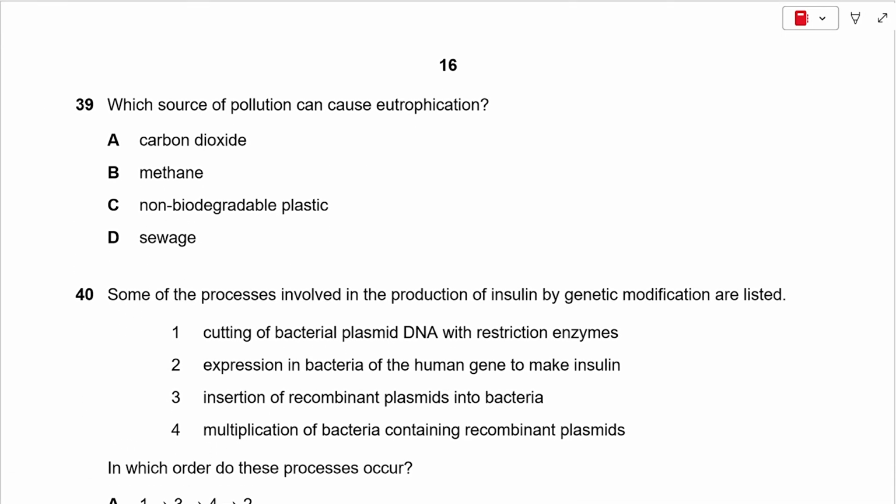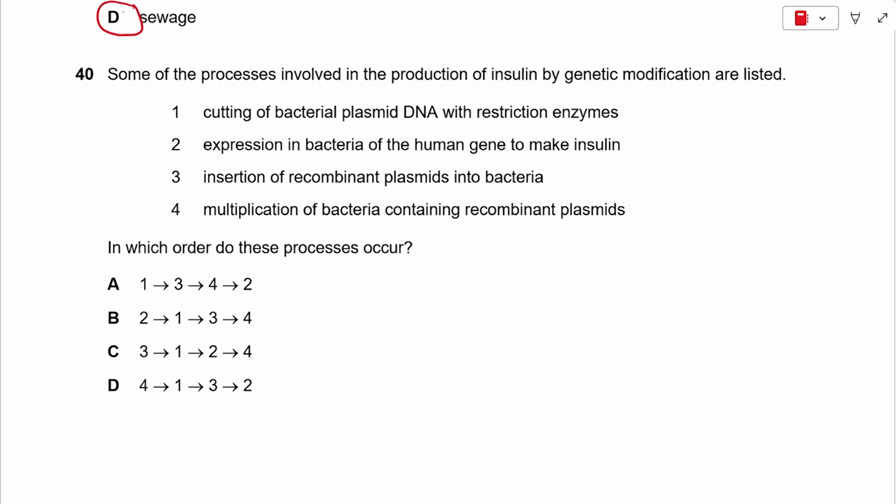And then we go to number 39. Which source of pollution can cause eutrophication? So eutrophication is more like enrichment of nutrients into the water bodies, which results into growth of what? Aquatic plants, all right? So what can cause eutrophication? Carbon dioxide causes greenhouse effect. Methane is also greenhouse effect. Non-biodegradable plastics just make the water polluted with a lot of plastics. And then sewage, yes, contains nutrients that can allow growth of these plant-like organisms in the water. Okay, so D, sewage.